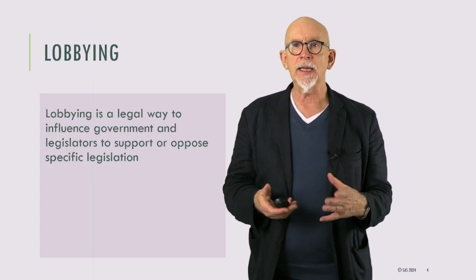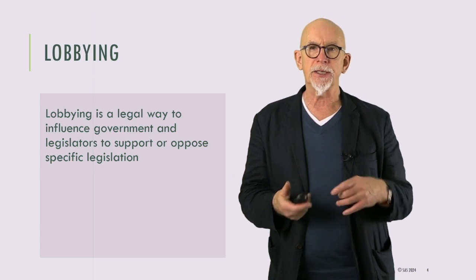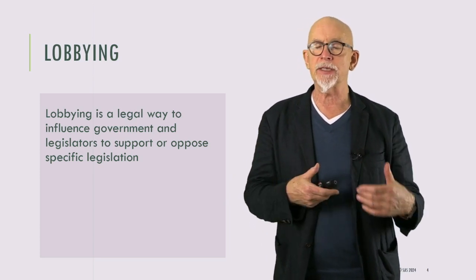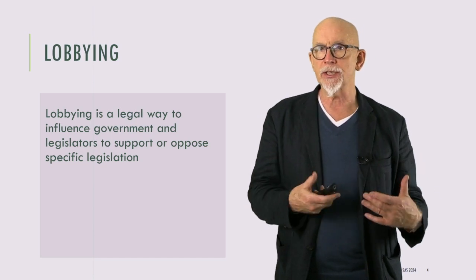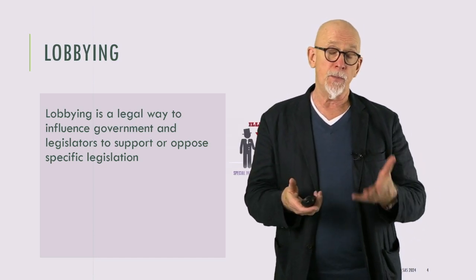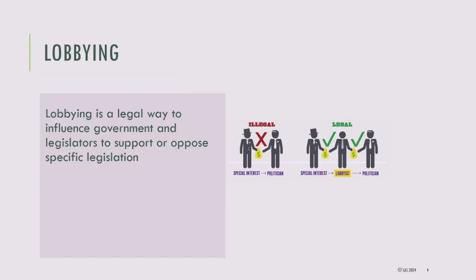Lobbying, on the other hand, is a different element altogether. And lobbying is a legal way that organizations can influence government and legislators to support or oppose specific legislation and changes to legislations about how policy changes can be made. And lobbying mentions in the definition that it's a legal way, and you can see a graphic here that says on the one side it's what is illegal is special interest groups giving money directly to politicians.